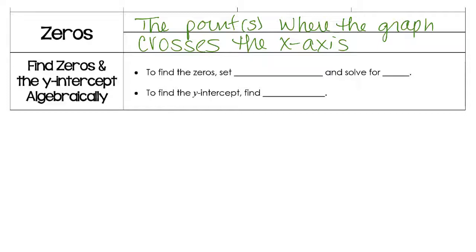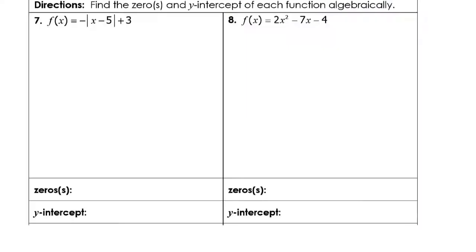And then to find these zeros and the y-intercept algebraically, what you're going to have to do is set your function itself equal to 0, and solve for your variable x. So again, to find the zeros, you're going to set the entire function, all of f of x, equal to 0, and solve for x. And then to find the y-intercept, you're going to have to evaluate the function at 0, because when x is 0, that's when you get a y-intercept. Okay, we're going to put that into use. Let's look over at our examples.